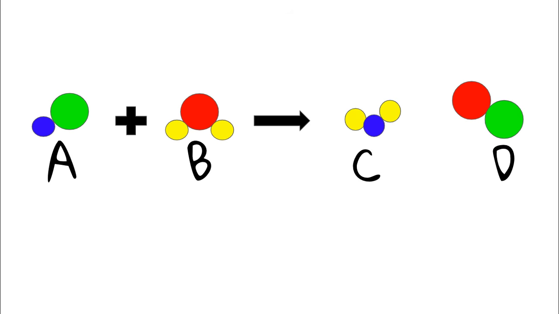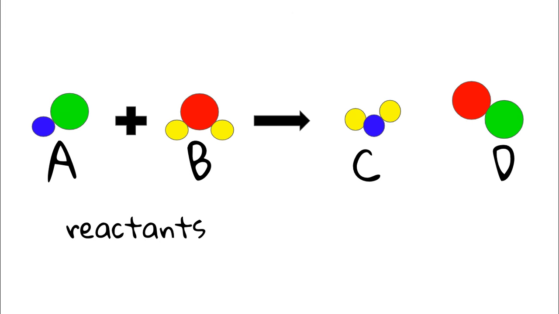Okay, I'm going to introduce some new vocabulary words here, so please pay attention. Let's look at substances A and B. We started off with substances A and B. Those are called our reactants. I'm going to say that one more time. Reactants. Okay, we started off with A and B. Those are our reactants.